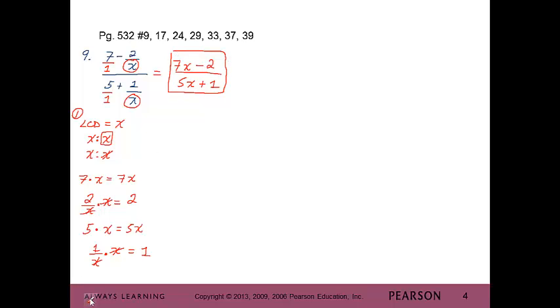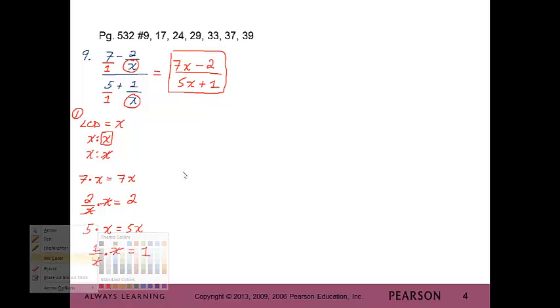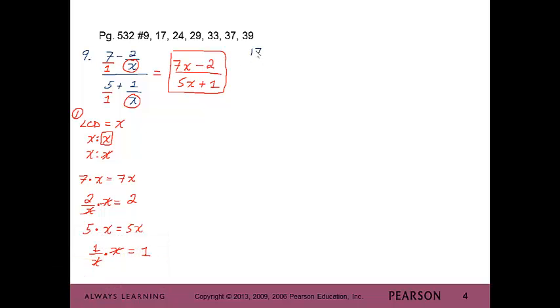Now let's look at number 17. And we have 1 plus 1 over x all over 1 minus 1 over x squared.